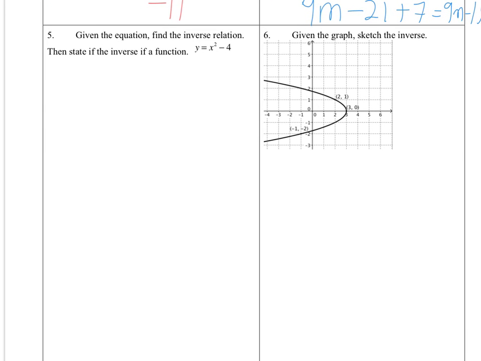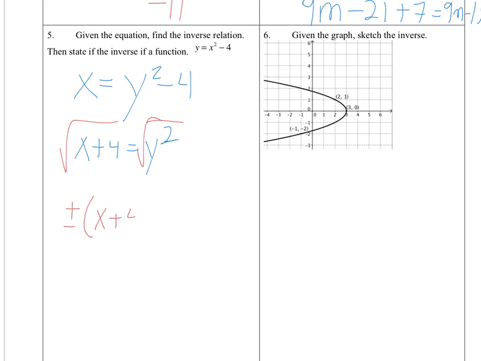For number 5, I've got to find an inverse relation for this and decide if this is a function or not. Okay, so first off I'm going to do x is equal to y squared minus 4. To get the y by itself, I'm going to do x plus 4 is equal to y squared. And to get the y by itself, I'm going to take the square root of both sides. And I get plus or minus the square root of x plus 4 is equal to y.